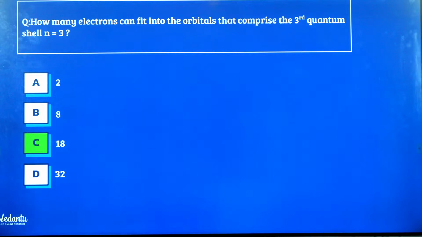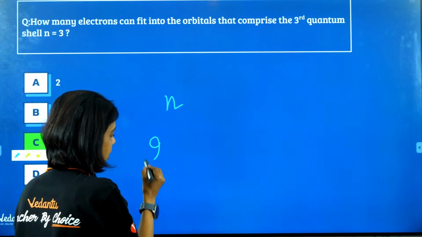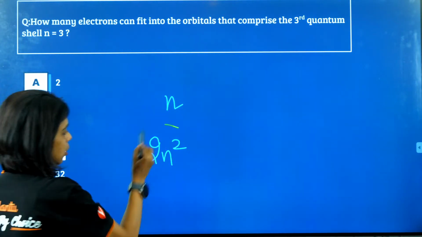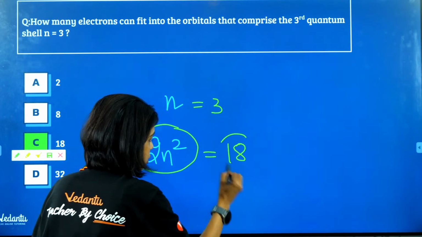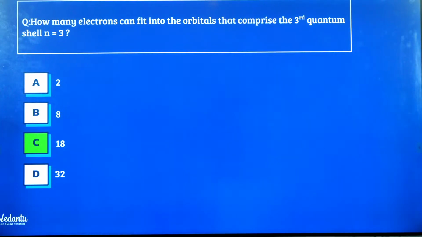18, 2n square. The number of electrons in a given shell is 2n square. So n is the number of the shell, and the number of electrons that you can fill in any shell is 2n square. Put n equal to 3. If n is 3, this comes out to be 18. So you can fill a maximum of 18 electrons in the third shell.